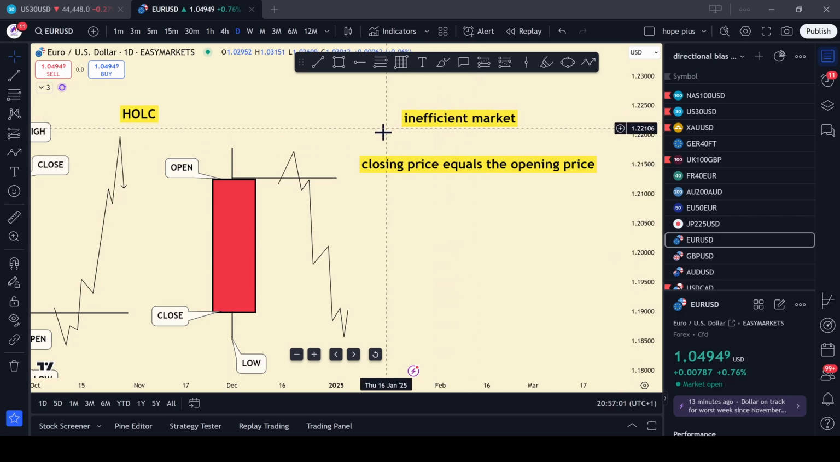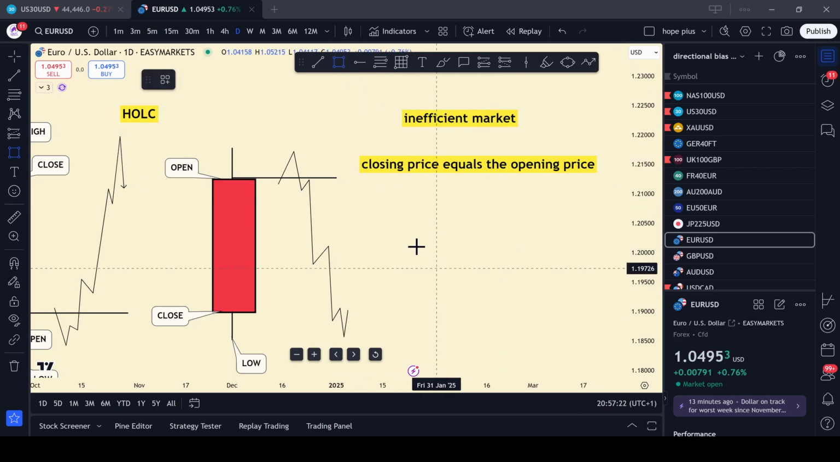Now, an efficient market is when your closing price equals your opening price. This is the most ideal price action you should be trading. But what happens when the market is inefficient? When that happens, the closing price will not be the same as the opening price.